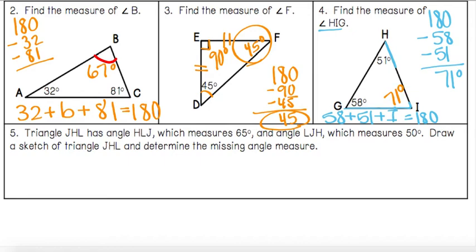And that's our answer. We can always check our work by plugging in 71 and doing 58 plus 51 plus 71. Does that, in fact, equal 180 degrees? And it should. Okay. Number 5 says triangle JHL has angle HLJ, which measures 65 degrees, and angle LJH, which measures 50 degrees. Draw a sketch of the triangle and determine the missing angle.